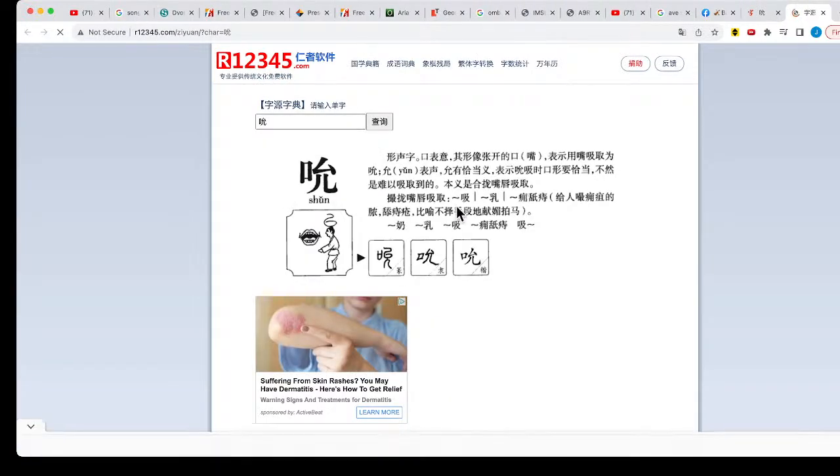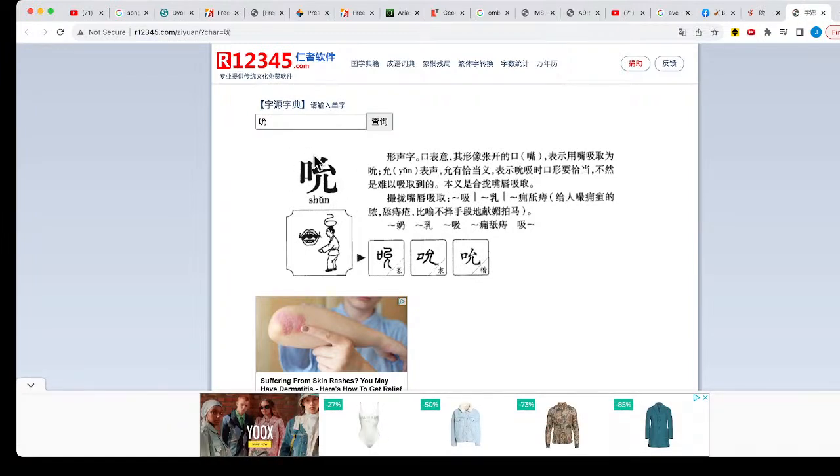Let's take a look at the character itself. So this one, of course, there's a mouth over there, right? And then on the right hand side is the character 允. Okay, 允 means 恰当, means appropriate. Means has to fit. So when you suck, right? Use your mouth to suck, then you have to fit whatever that is, very well. Then you can accomplish it, right? So this is 吮.